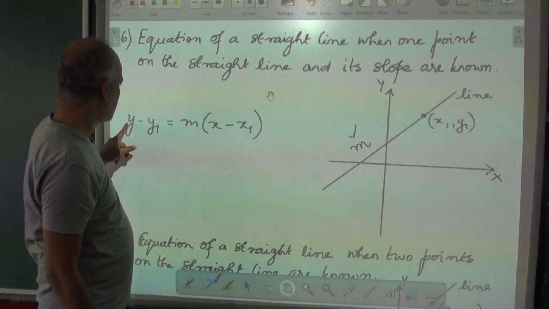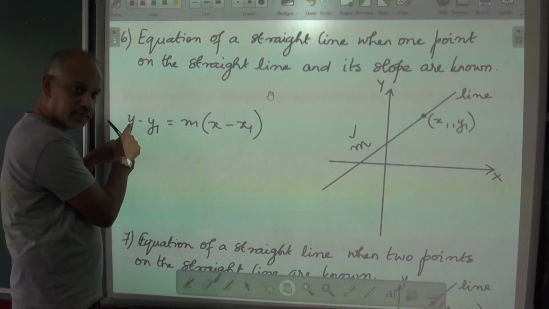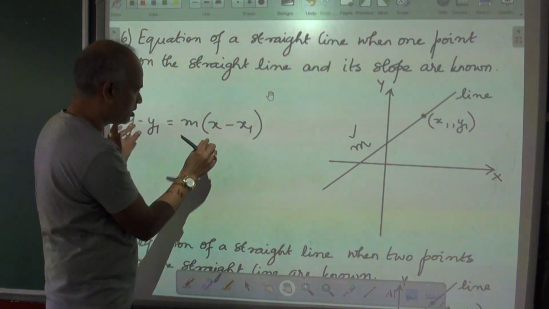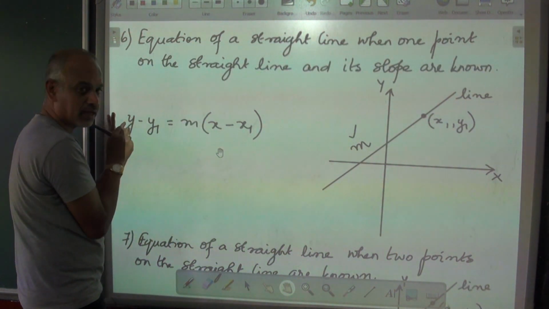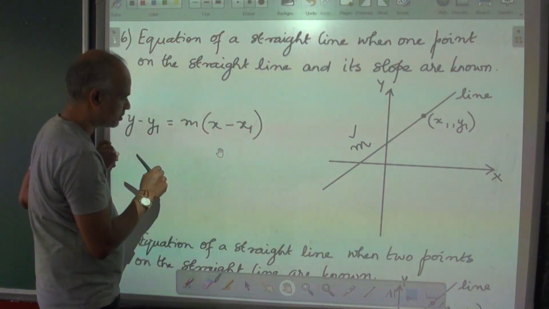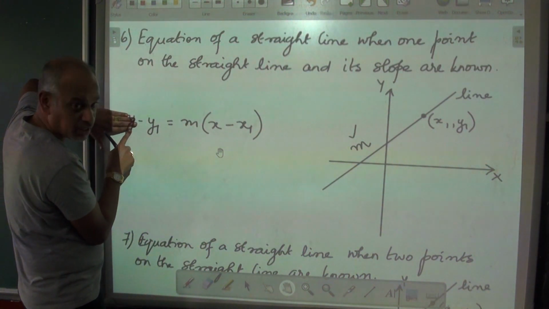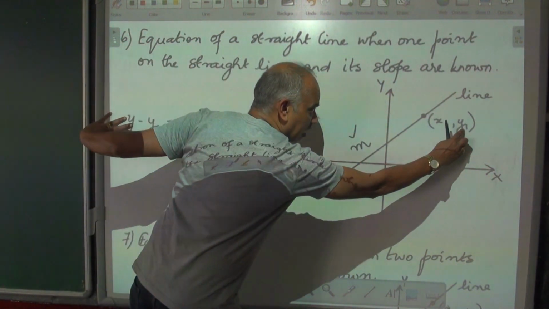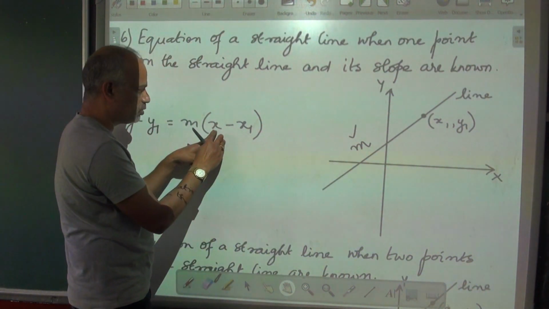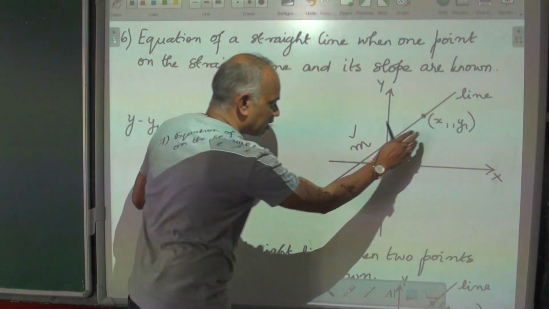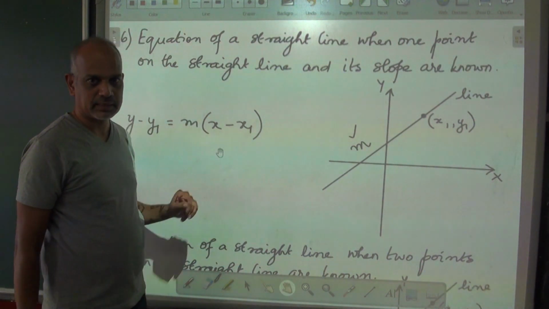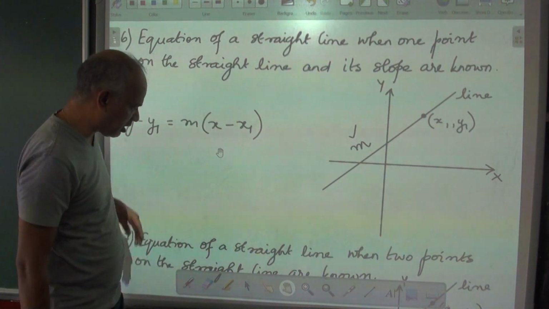The equation is given as y, again, y is the unknown y which will always remain in the equation. And this x also will remain in the equation. So you don't substitute anything for this x and this y. Okay? So y minus y1 is equal to m times x minus x1. Y remains the same, minus y1 is this y coordinate which you have to substitute, is equal to m is the slope that you know of the line, into x remains the same, minus x1 is the coordinate of x, which is here. Substitute them, you will get the equation. That's the second method of finding equation.